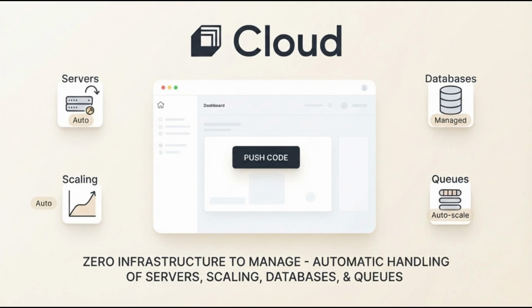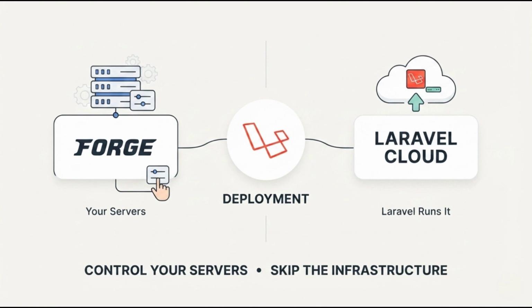More recently, Laravel introduced Laravel Cloud, the official, fully managed platform built by the Laravel team themselves. You push your code, and Cloud handles the servers, the scaling, the databases, the queues, all automatically, with zero infrastructure to manage on your end. So the choice comes down to this. Forge if you want control over your own servers, Laravel Cloud if you want to skip infrastructure entirely and let Laravel run it for you.